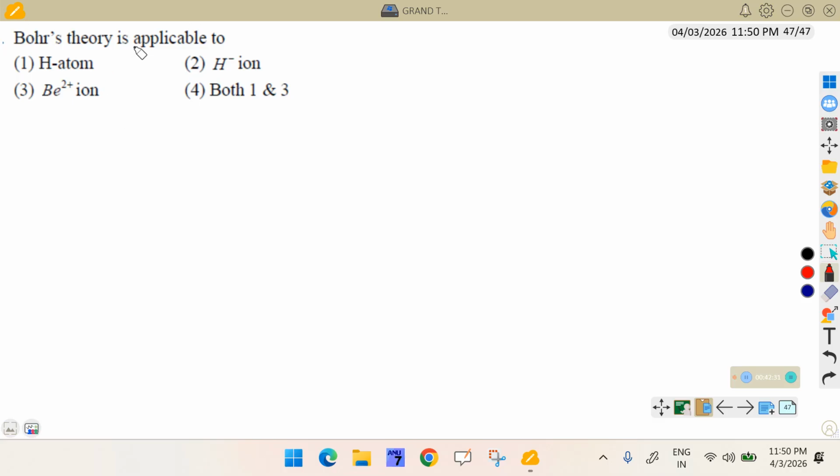Bohr's theory is applicable to a 1 electron atom or ion. Hydrogen atom, 1 electron is present. Here 2 electrons are present. Beryllium 2 plus, 1 electron is present. So the correct answer is both 1 and 3.